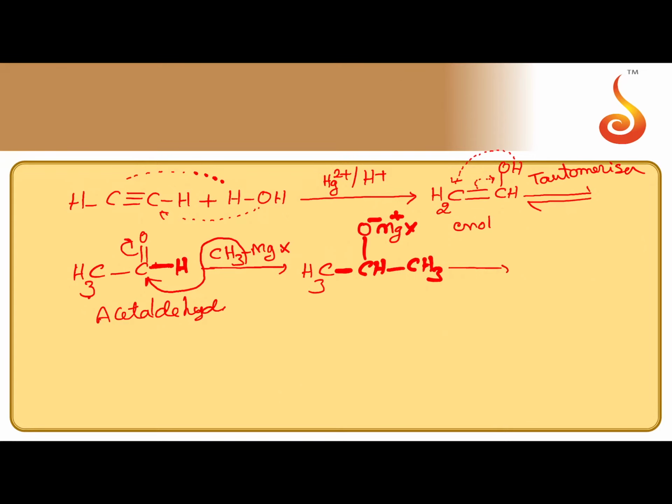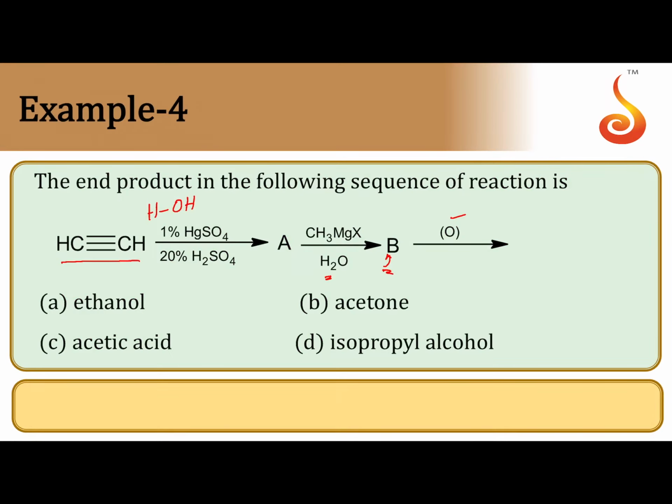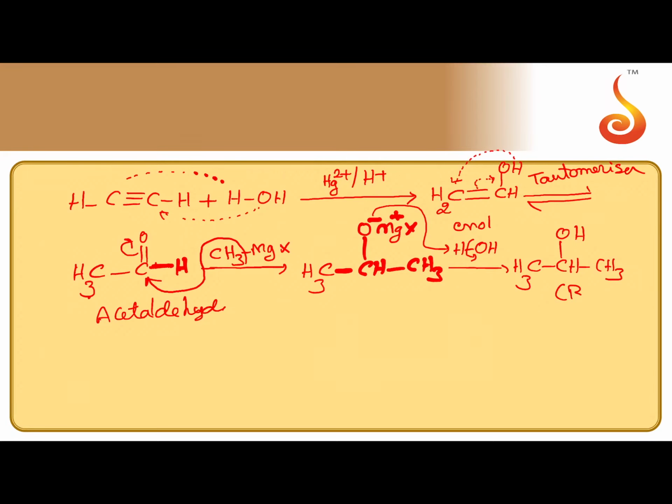After the formation of this salt-like addition product, it undergoes hydrolysis. O minus takes H plus of the water. Then we can get isopropyl alcohol. So this is isopropyl alcohol. So now B is isopropyl alcohol.